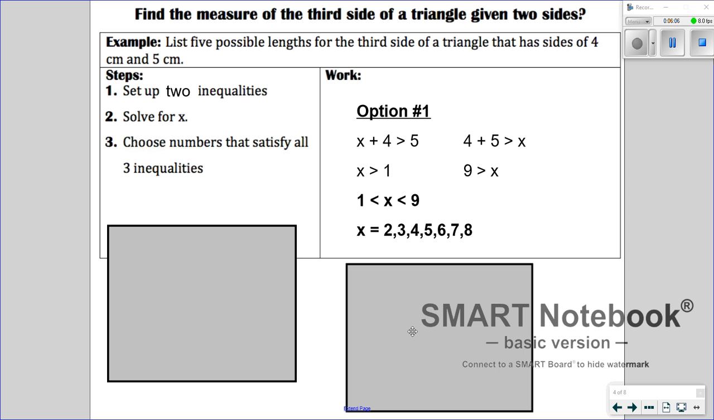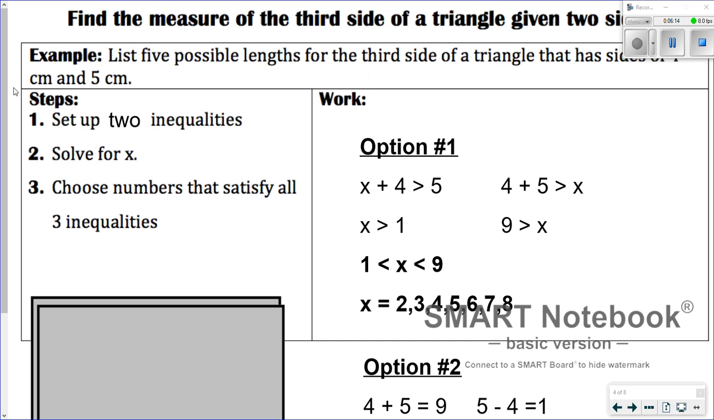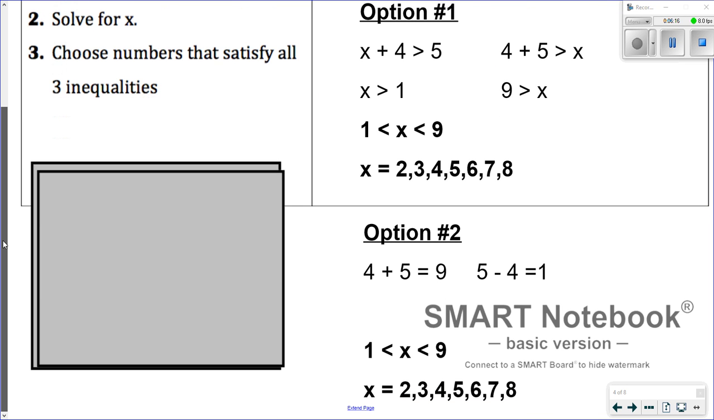Second option, which is easier than remembering this, would be, let me make this bigger. The second option, you take the two numbers that they give you, you add them, you get 9, and you subtract them, and you get 1. Make sure your numbers are positive because we're looking for positive length. You're not going to have a negative 1 length for a side of a triangle.